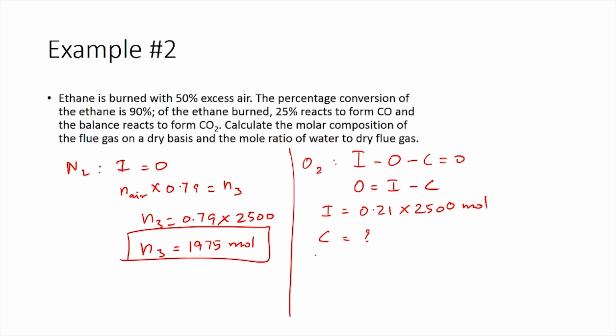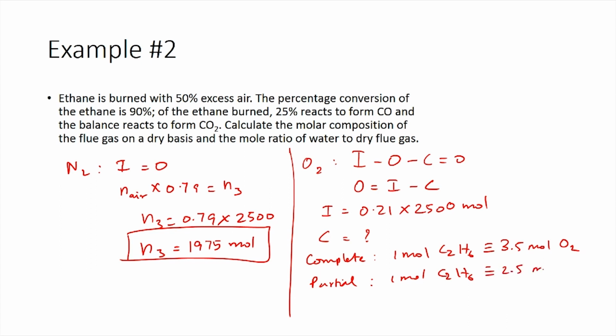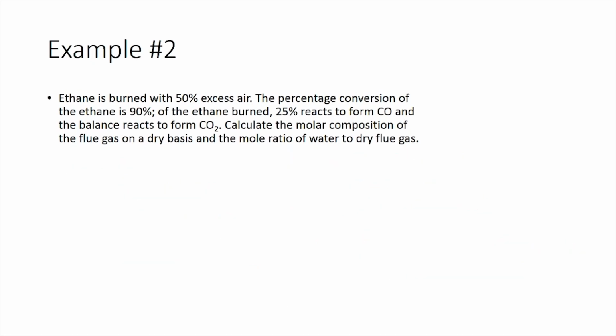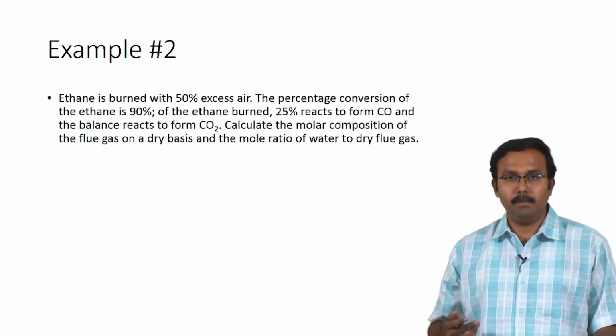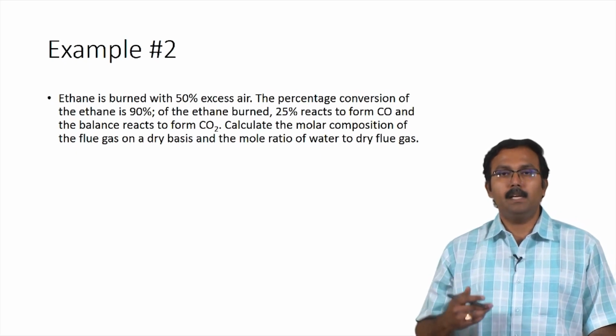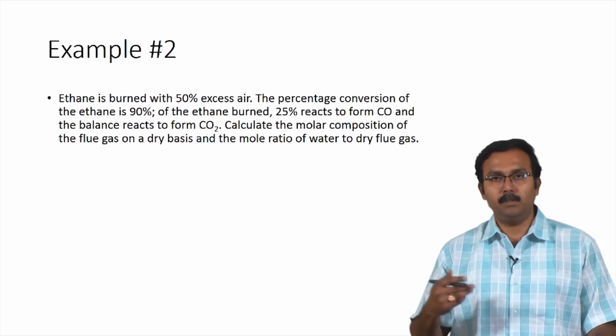If you look at the stoichiometry for complete combustion, you have 1 mole of C2H6 reacting with 3.5 moles of oxygen. For partial combustion, you have 1 mole of C2H6 reacting with 2.5 moles of oxygen. So, based on the number of moles of ethane going into complete combustion and partial combustion, we can calculate the number of moles of oxygen which has been consumed.